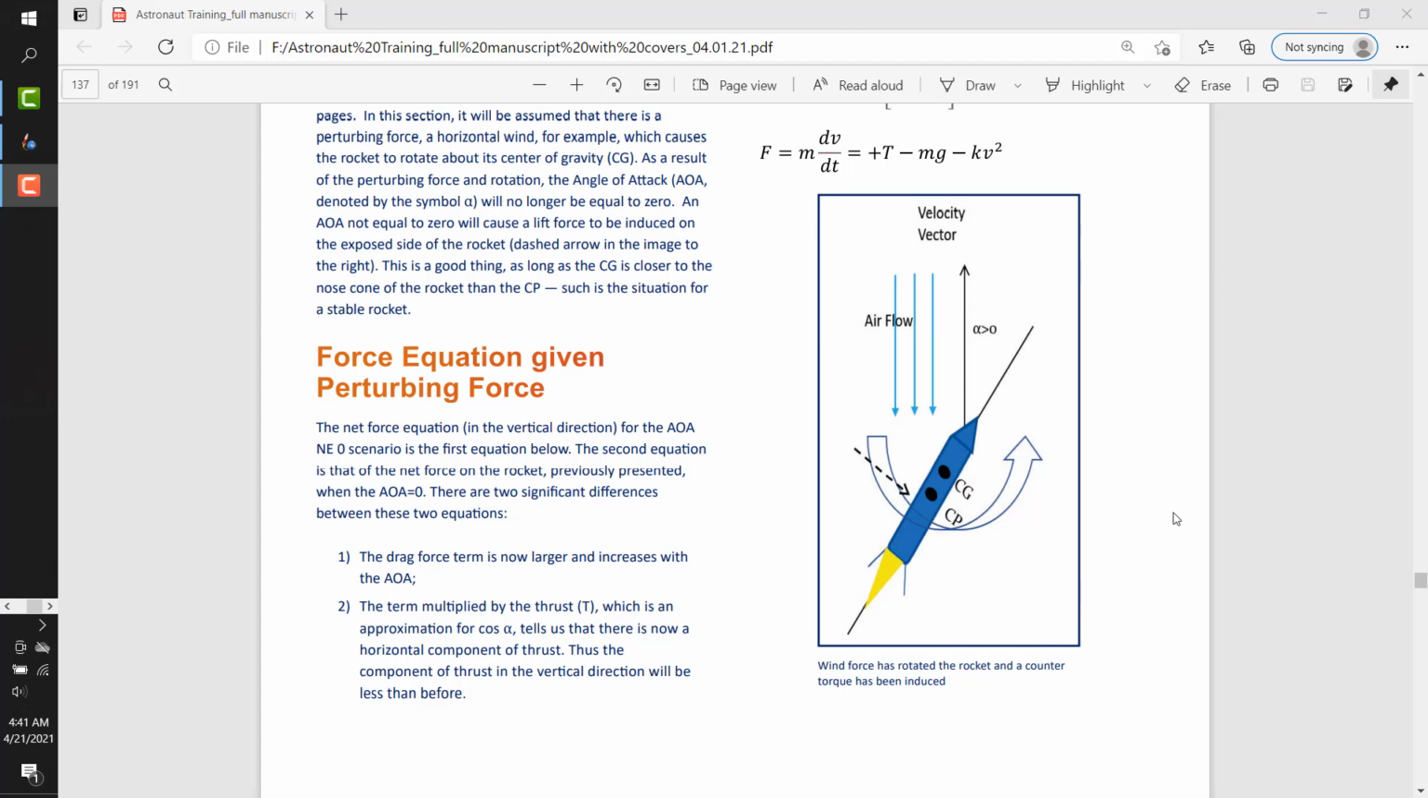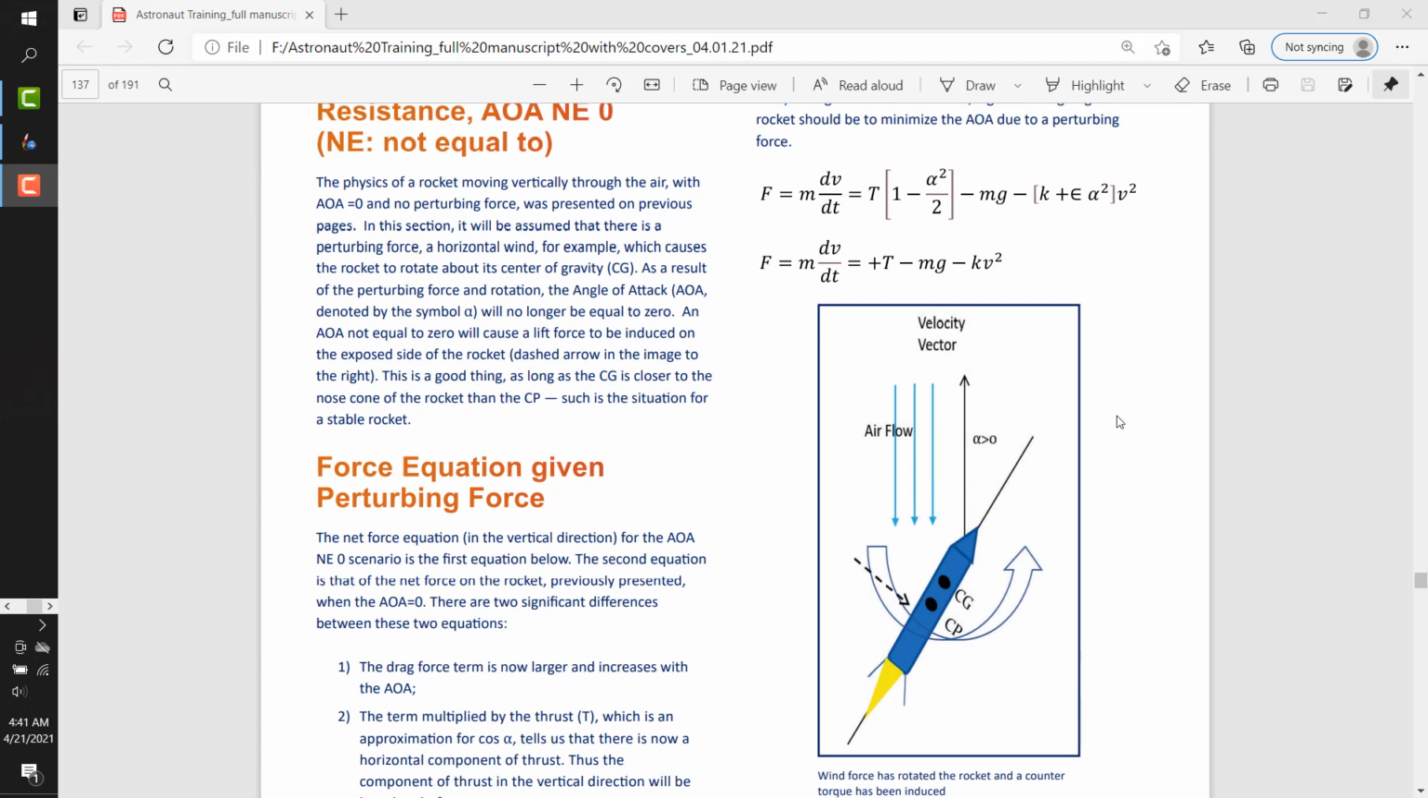The net force equation for the angle of attack not equal to 0 scenario is this equation right here. As you can see, it is different than this equation in the following ways. The thrust is now multiplied by this term, which is an approximation for the cosine of alpha. All this is telling us is that when the angle of attack is greater than 0, there is now a horizontal component of force, which means the rocket will go a little bit lateral, in this example a little bit to the right, so it will not go as high.